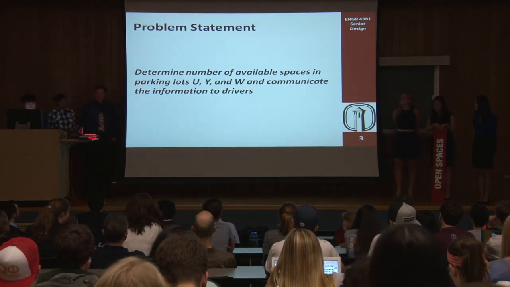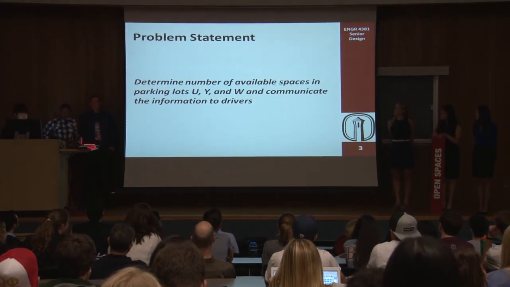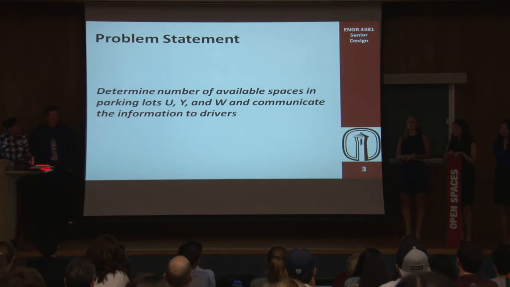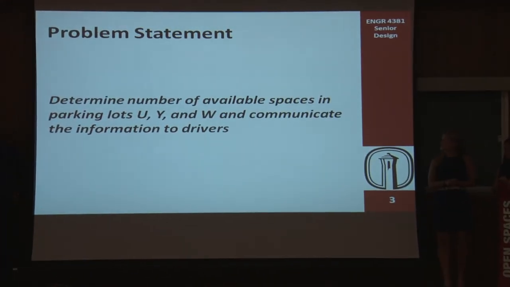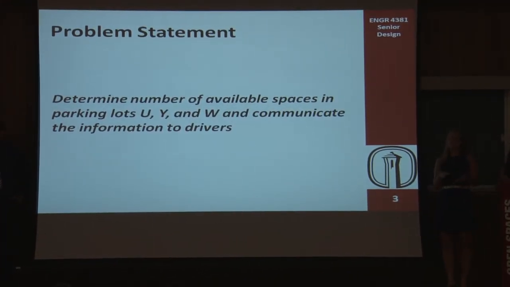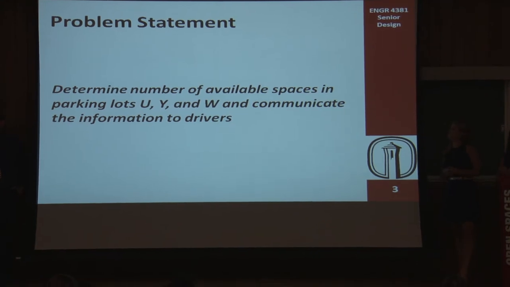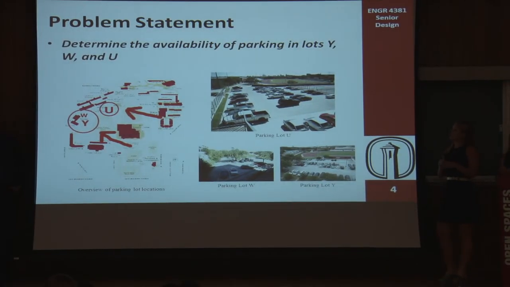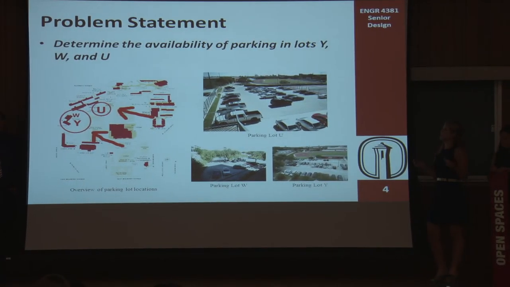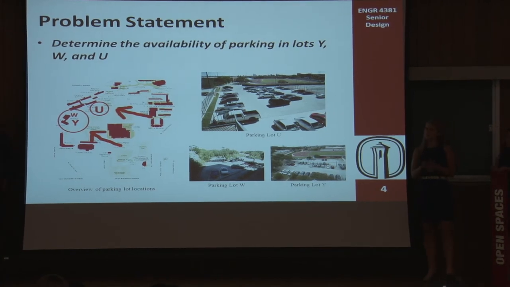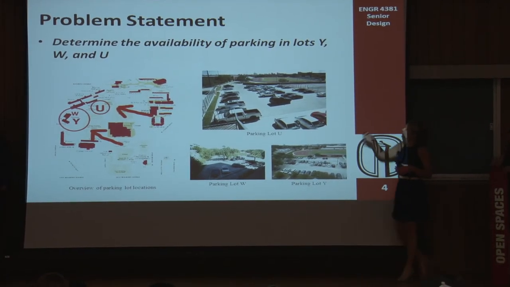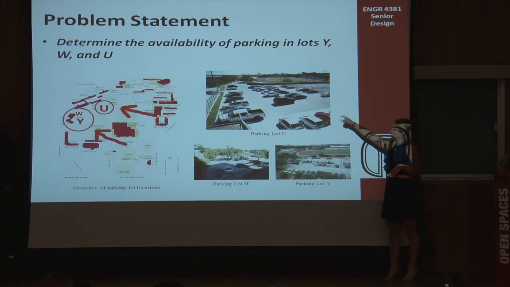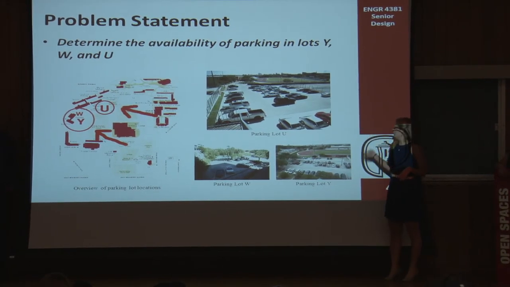So this is our original problem statement. Basically what we're trying to do is determine the number of available parking spaces in lots U, Y, and W, and communicate the information to the drivers. We split this up into two separate problem statements. One is determining the availability of the parking spaces. Here's lot U, between the pool and the tennis court. Then we have lot Y, between the football field and Thomas, and lot W, between Thomas and the tennis court.